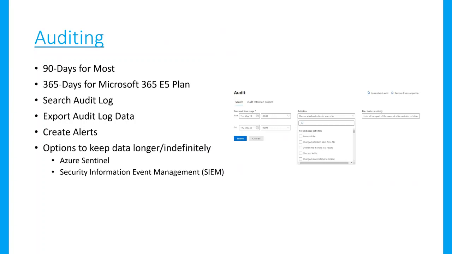Now, for most licensing, you do have 90 days of data which is being kept. The E5 plan does increase that. You've got 365 days worth of data in terms of looking backwards. You are able to search the log, export items from there, and look through that data, but again, it's only the 90 or 365 days worth of data, depending on the licenses you've got initially.